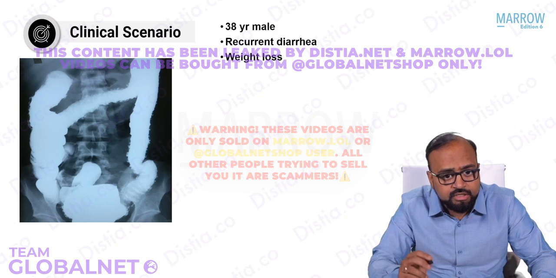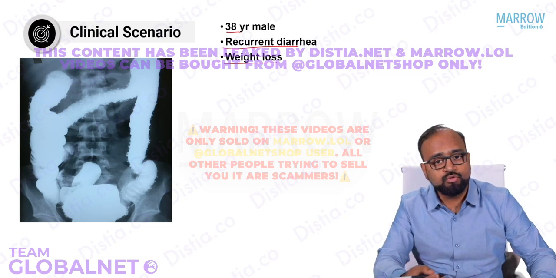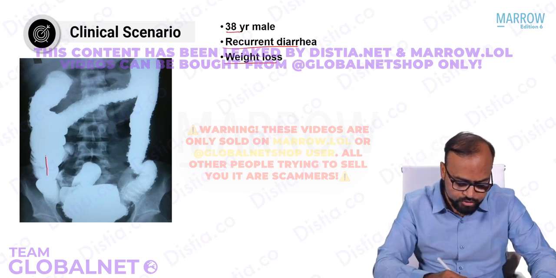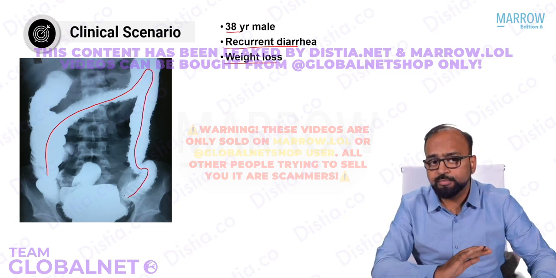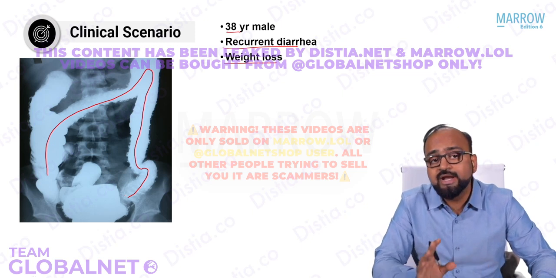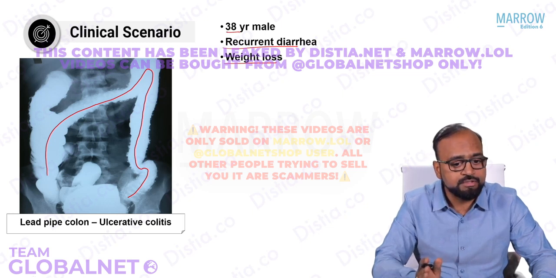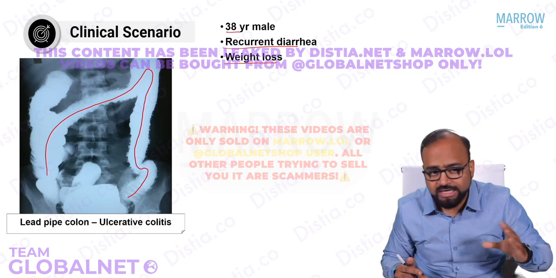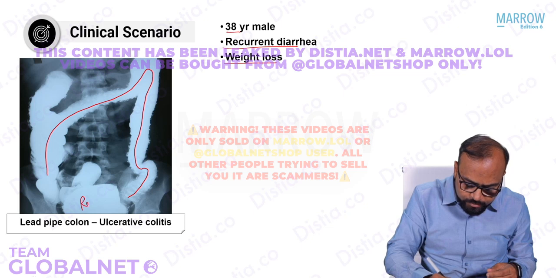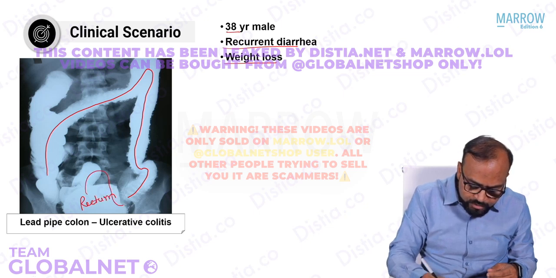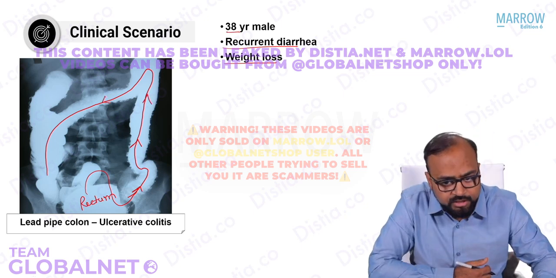Now see this patient again, a middle-aged male, presenting with recurrent diarrhea and weight loss, but now instead of the small bowel loops, the large bowel is predominantly involved. Look at this large bowel. Can you see it has completely lost all its haustrations? So it looks like a lead pipe. This is what is called the lead pipe colon in ulcerative colitis. Ulcerative colitis gives rise to backwash ileitis, so the inflammation can extend into the ileum as well. It predominantly starts with involvement of the rectum, and from there the inflammatory process extends proximally. That is how ulcerative colitis mainly occurs.